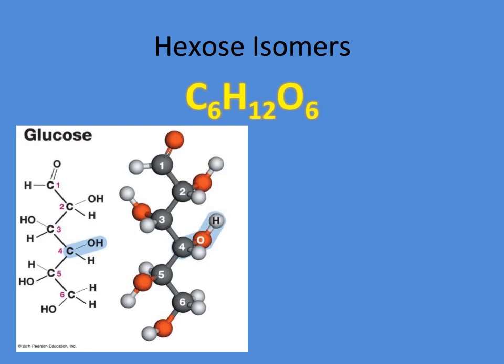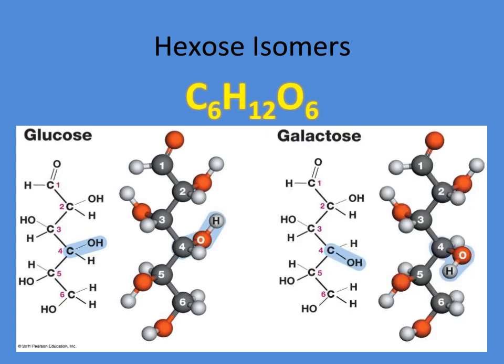For example, glucose has the molecular formula of C6H12O6, with a hydroxyl group attached to the 4th carbon in the same position as the hydroxyl on the 2nd carbon, while galactose has the same exact molecular formula, C6H12O6, but the hydroxyl group is in a different position. This may not seem like a big difference, but the position of the hydroxyls give glucose and galactose slightly different properties.